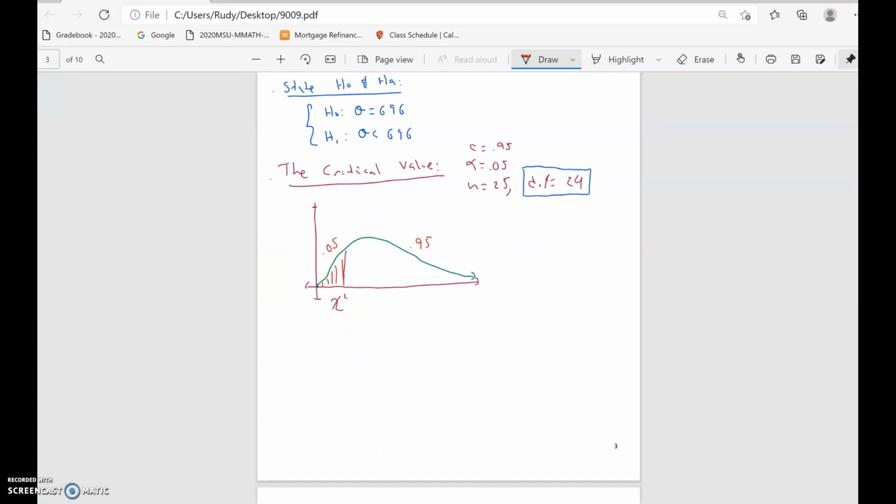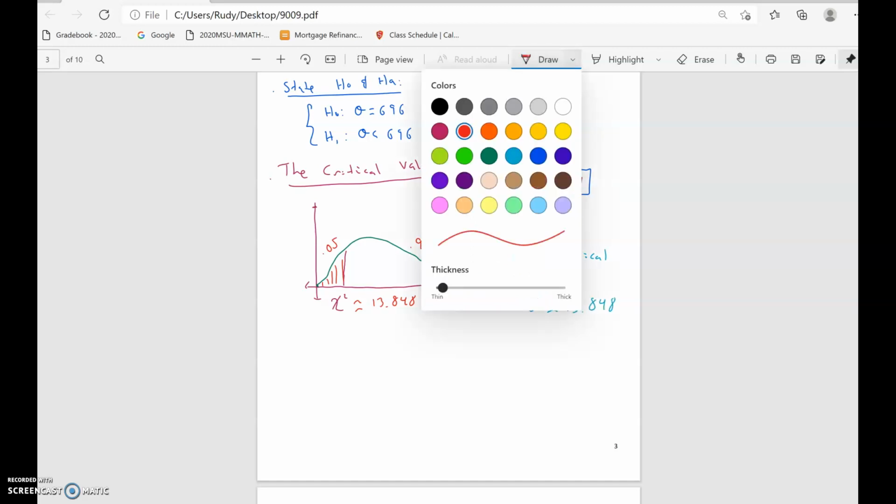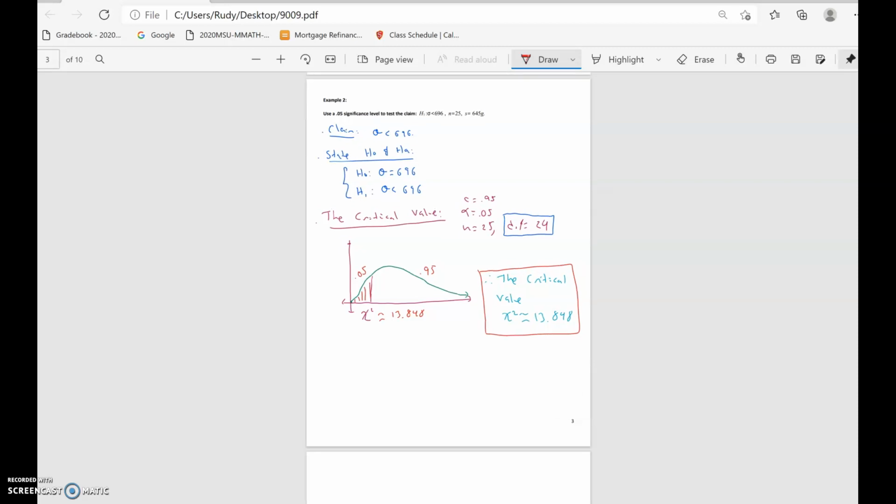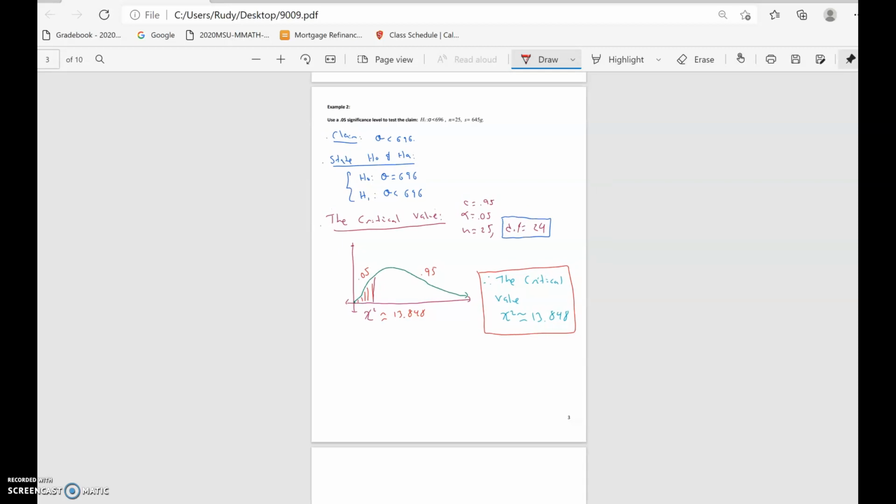So in this case, I'm just going to rewrite it as the chi-square value, 13.848. So the critical value is approximately 13.848. I'm just rewriting it because it's very easy to mess it up with the test statistic. In this case, we're not rewriting it as left or right. I mean, you could rewrite it as the one on the left, but technically there's no one on the right, so you only have one.